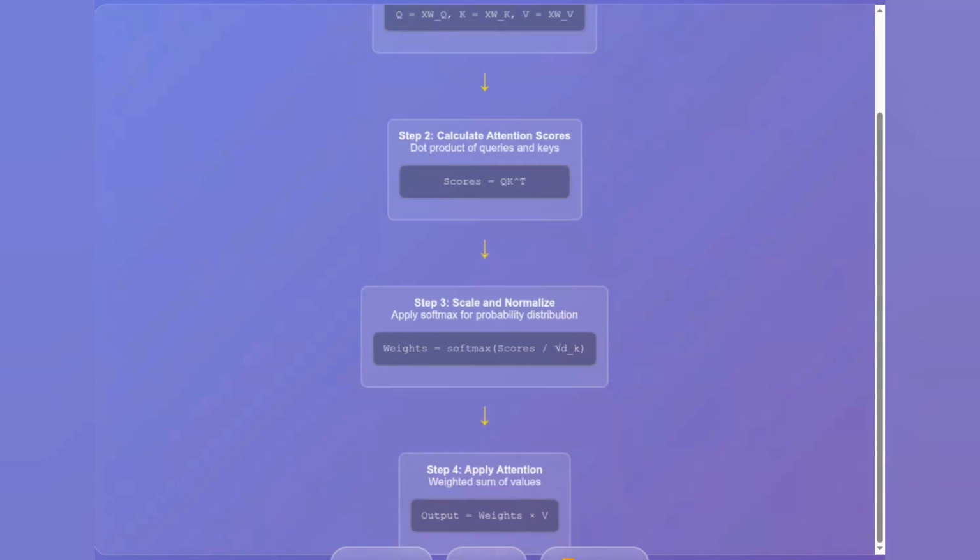Step 3. Scale and normalize. We divide by the square root of the key dimension for stability, then apply softmax. This ensures our attention weights sum to 1. They form a proper probability distribution.